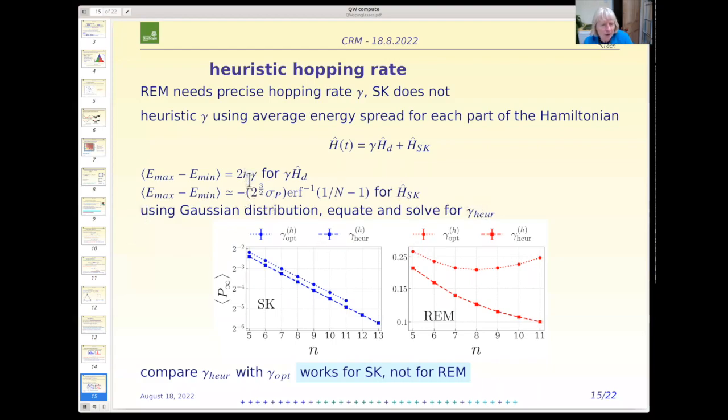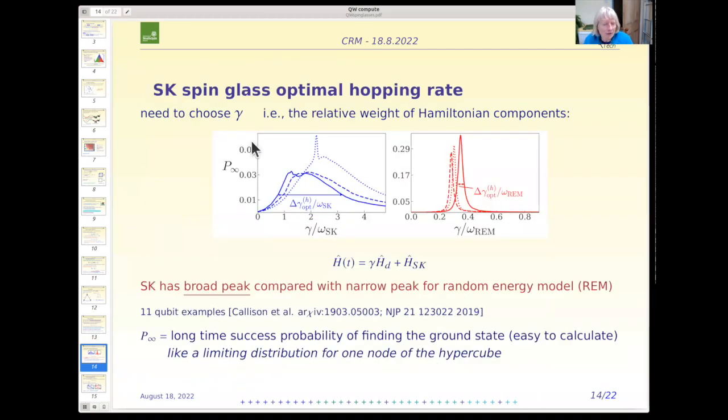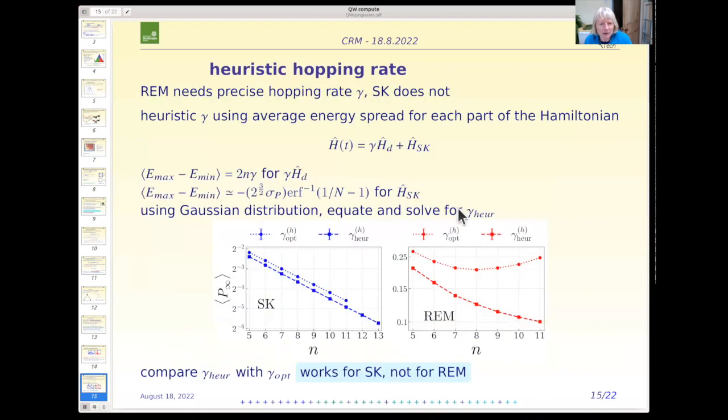You equate these two, solve for a heuristic gamma, and that means we're using the same heuristic gamma for all of our instances. We're not doing individual ones for different instances. And so that's going to be okay here. It's not going to go so well for the random energy model. And indeed, that's what you see.